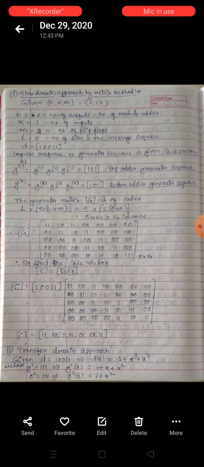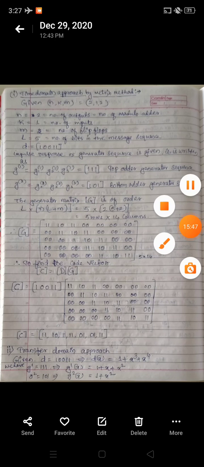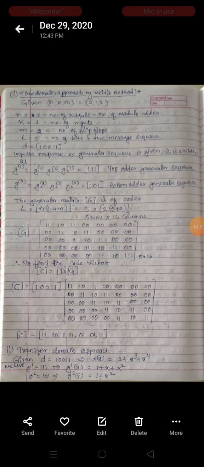Once the generator matrix is developed, then you have to find out C is equal to D into G here. So, C is equal to 1 0 0 1 1, multiply here. So, we will get the result C is equal to 1 1 1 0 1 1 1 1 0 1 0 1 1 1. So, this is about the generator, that is, C is equal to the code vector, by using the time domain approach.